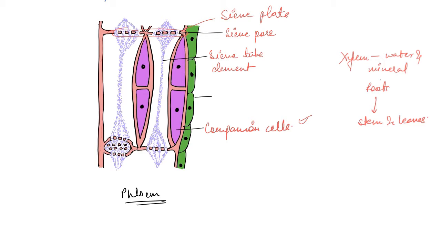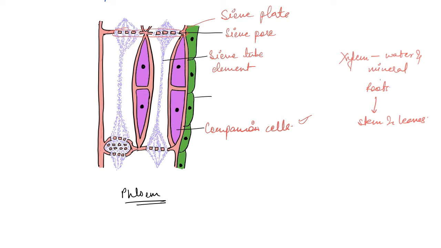So the sieve tube element and the companion cells are connected by pit fields which are present between their common longitudinal walls. Now the companion cells basically help in what? It helps in maintaining the pressure gradient in the sieve tube, because you need to transfer food from one place to another, right? So you need to maintain a particular pressure gradient for that transfer of food to different parts of the plant. So these companion cells basically help in maintaining that pressure gradient in the sieve tubes.